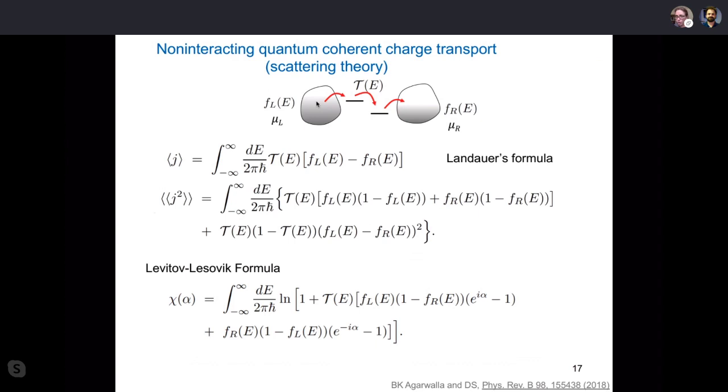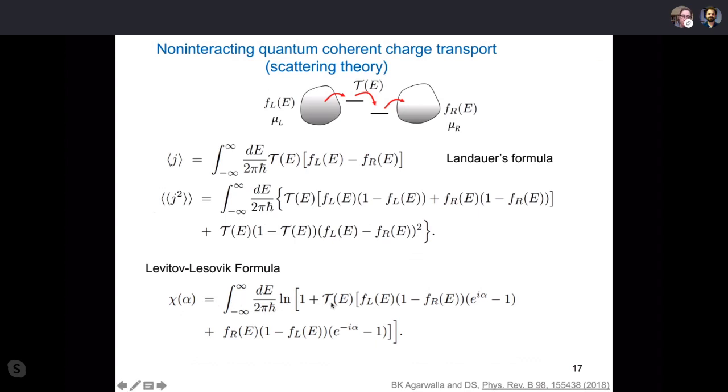So what I'm going to do next is just exemplify this result in a very simple model, non-interacting quantum coherent charge transport. So what do we have here? That's the same picture that I had before, but now electrons are non-interacting, and I'm going to assume it's fully quantum coherent. So for this scenario, in fact, one can derive the cumulant generating function, and it was done maybe 30 years ago by Levitov and Lesovik. So that's this formula for the full counting statistics, where alpha, again, is a counting parameter.